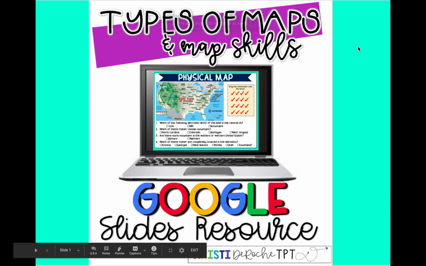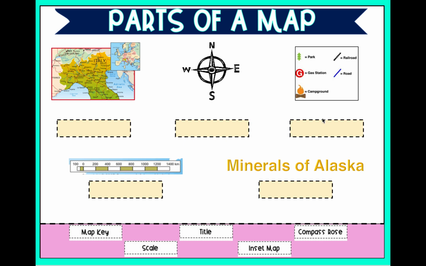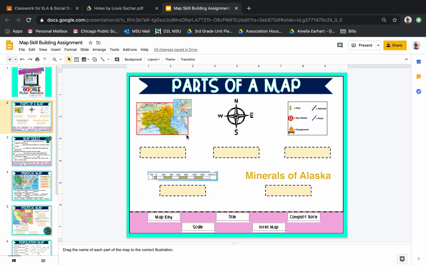This was made by a friend of mine, and she's also a third grade teacher. So we are going to follow her assignment, but I'm going to explain some things you might not know. First, you're going to start with this question right here. It says, drag the name of each part of the map to the correct illustration.